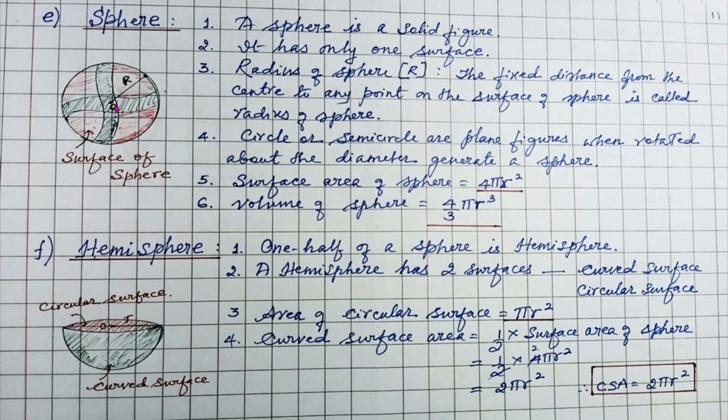Now the fixed distance: there is a fixed point in a sphere called the center of the sphere. From the center of the sphere to any point on the surface of the sphere is a fixed distance, and that is called the radius of the sphere, denoted by capital R or small r.